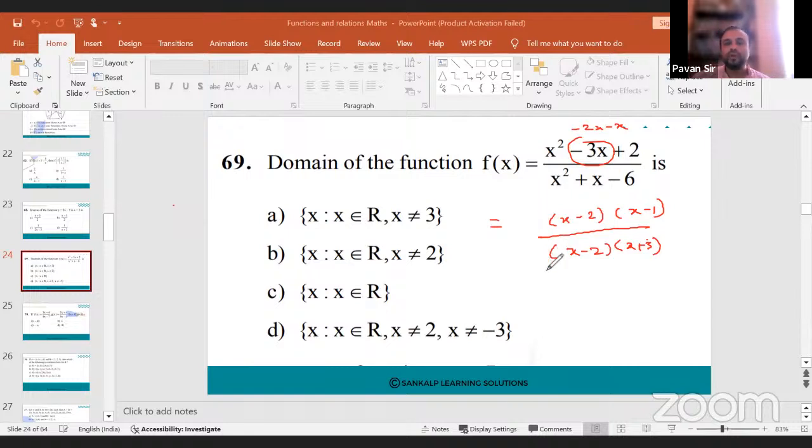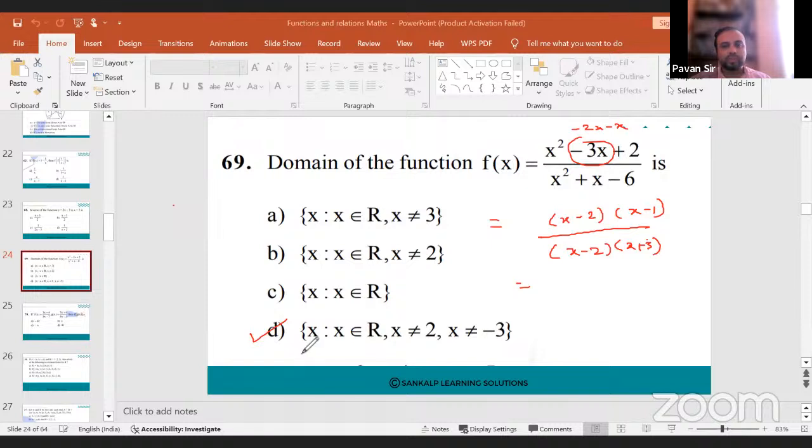What is the domain of the function? So what is domain? Domain is nothing but x is not equal to plus 2, x is not equal to minus 3. So option D is the correct answer.